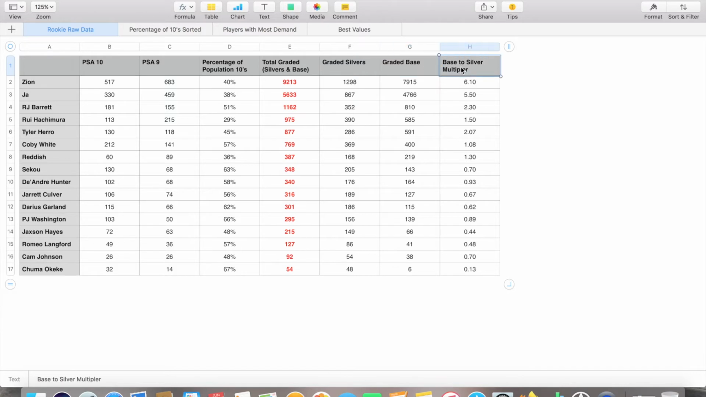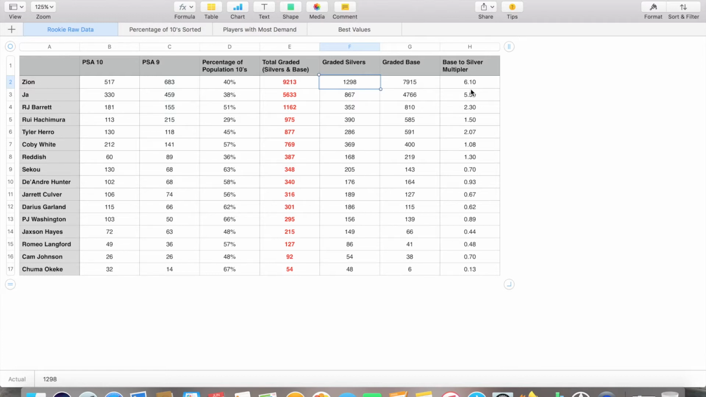The last column is a number that I came up with myself. I'm calling it the base to silver multiplier. Basically, what this was is just taking the base and dividing it by the silver to reach a number which represents the demand for that player. And my reasoning behind that is because people only choose to grade base for very, very elite top prospects that they believe there's going to be constant demand for on a daily basis.